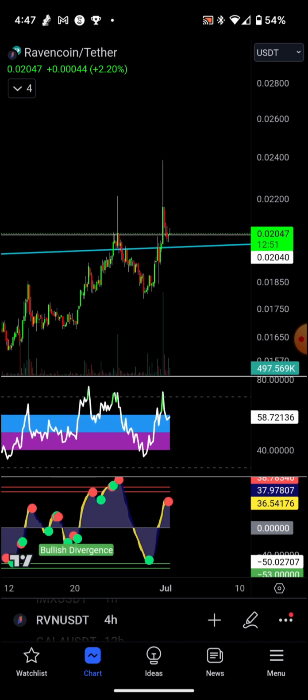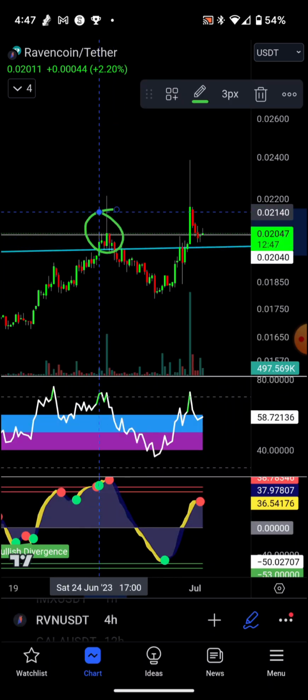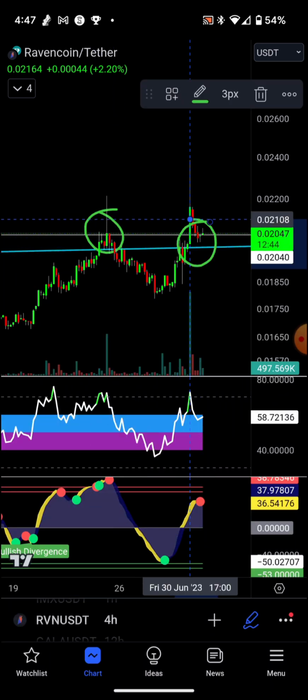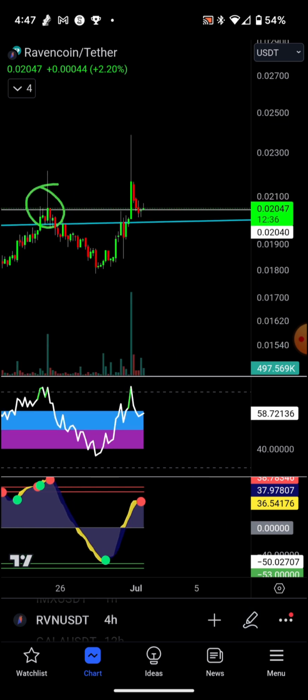So we had the resistance right here, and then we've broken through it, and now we are kind of fighting to retest it over here on the 4-hour. Now, the bad news is we have a red dot coming in on the 4-hour, so need to pay attention to that.